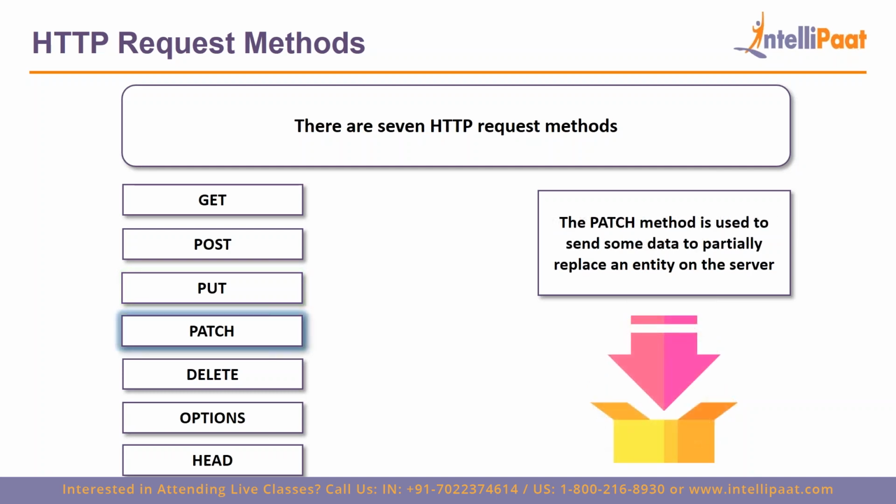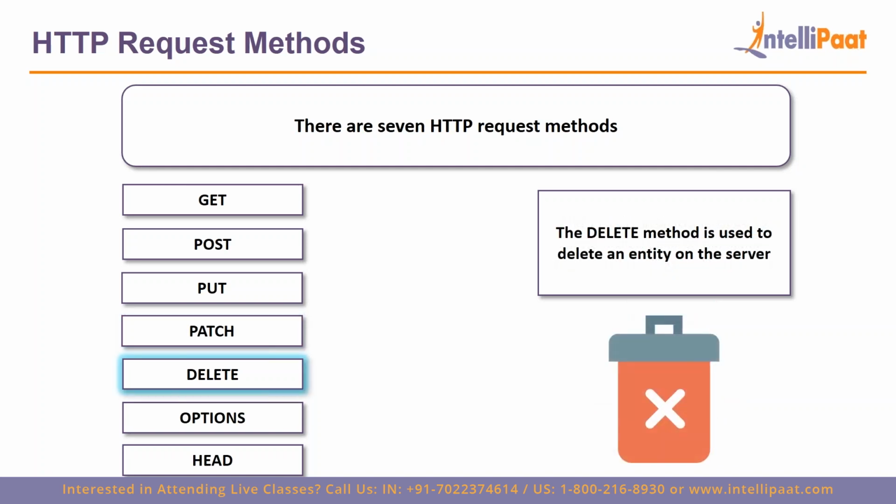PATCH is used to just send some partial data to be replaced of an entity on a server. To give you an example, let's say that you have a blog post that you had submitted that has the entire user, the title, and the body of the blog post. Now you have noticed a typo in your blog's heading, and you want to change that. You could either send the entire heading and copy and paste the entire body and send it again. But what you can also do is just send the title and tell it to keep everything else the same as it is. That is when we use the PATCH method.